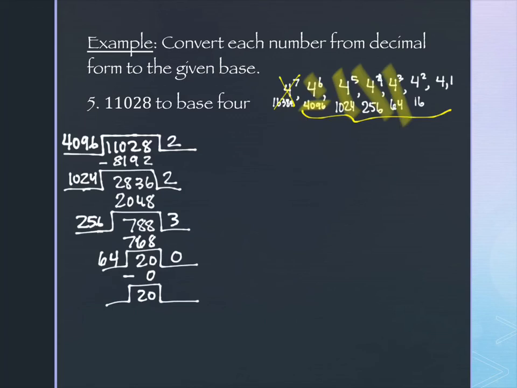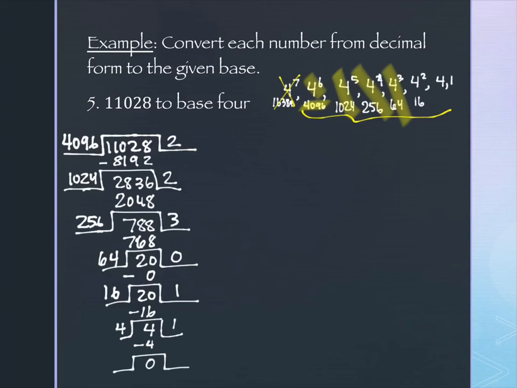16. How many times will 16 go into 20? Once. 1 times 16, 16. Remainder, 4. Now what do I divide by? 4. And how many times does 4 go into 4? Once. And multiply, subtract. 0.